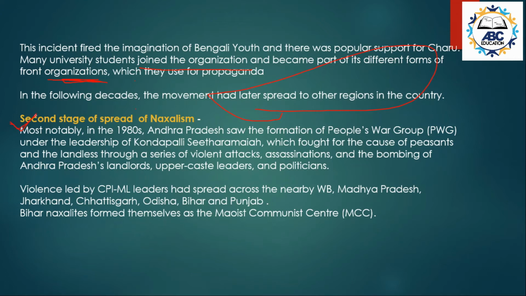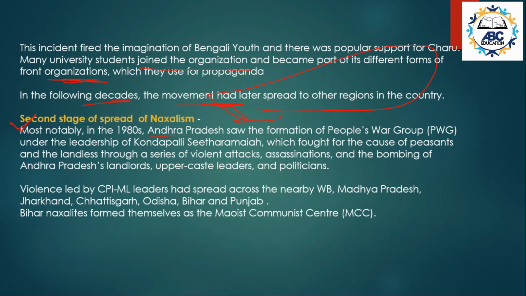Then what was the second stage of Naxalism? As we understand that after this Naxalbari uprising, a lot of other youth and a lot of other students got attracted to this ideology and they joined the organization and they started using this propaganda. The movement started spreading to later regions of the country. So second stage में हम वही देखते हैं कि कैसे इस movement का हमने एक response देखा आंध्र प्रदेश में भी.